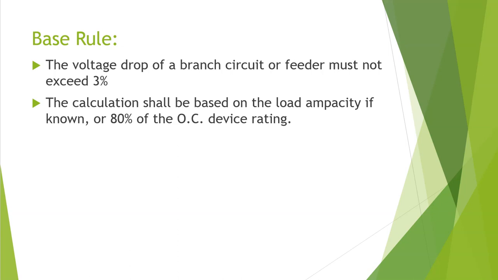In 8102, we're given our base rule for voltage drop, and we're told that no branch circuit or feeder shall have more than a 3% voltage drop on the conductors. Another way of looking at that is saying that the minimum voltage available at the load would have to be 97% of the source voltage. So that's kind of the inverse of the voltage drop rule.